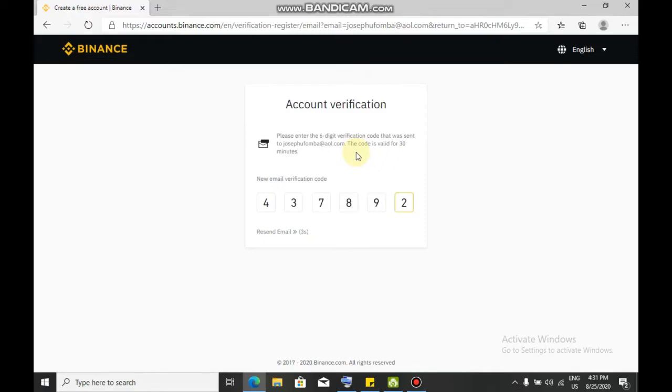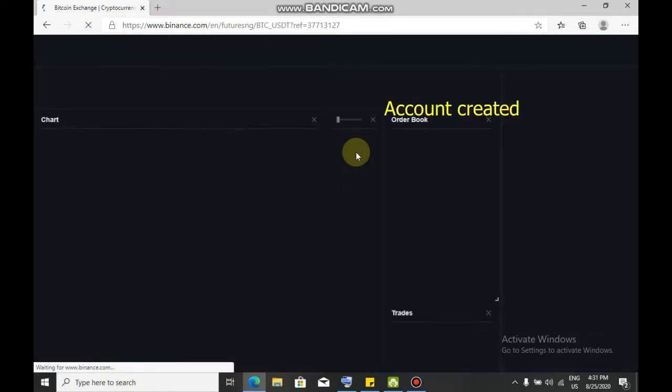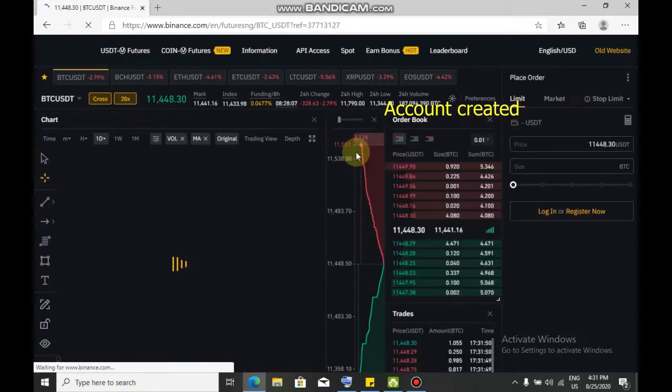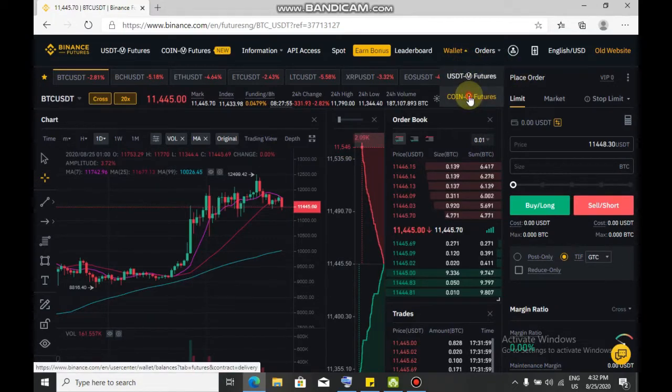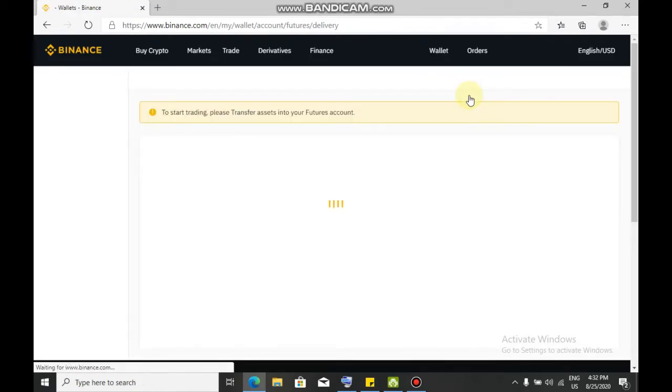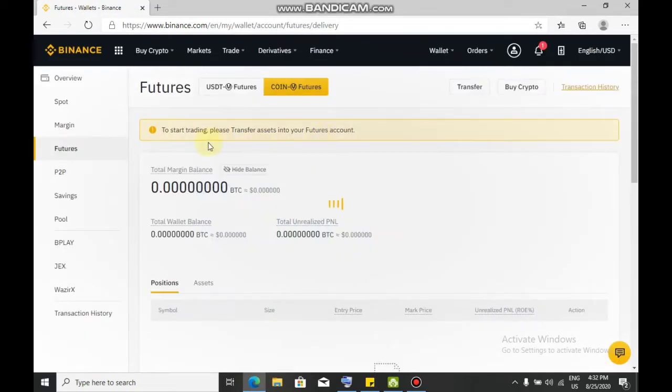All right, so we have successfully created an account. Now we are going to transfer funds into the futures wallet. Actually, the coin margin wallet, futures wallet. Okay, as you can see, there's no fund in the account yet. So I have to transfer funds into the wallet. They also have a USD margin wallet, but we're actually concerned with the coin margin wallet.